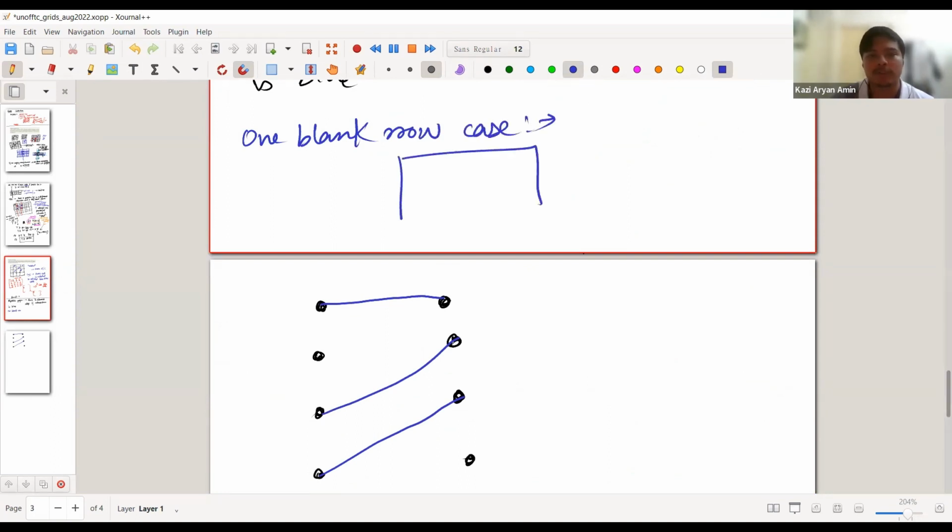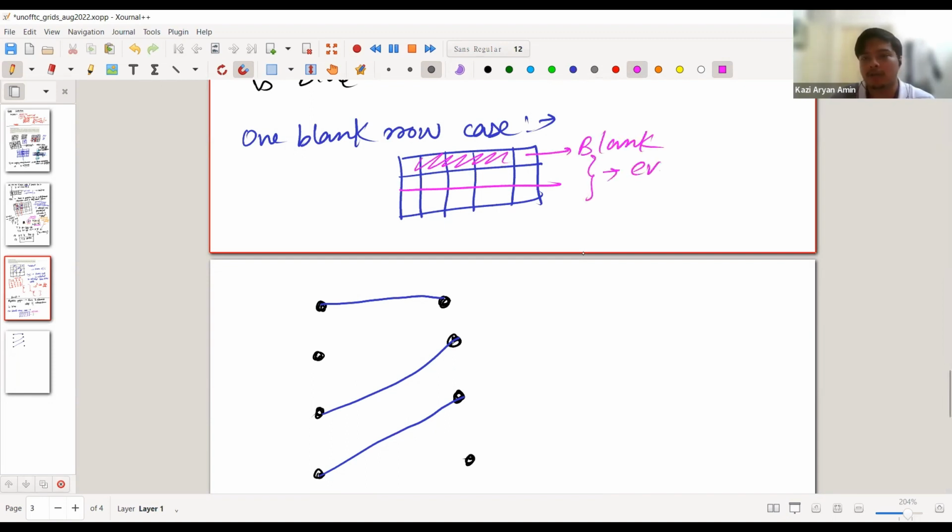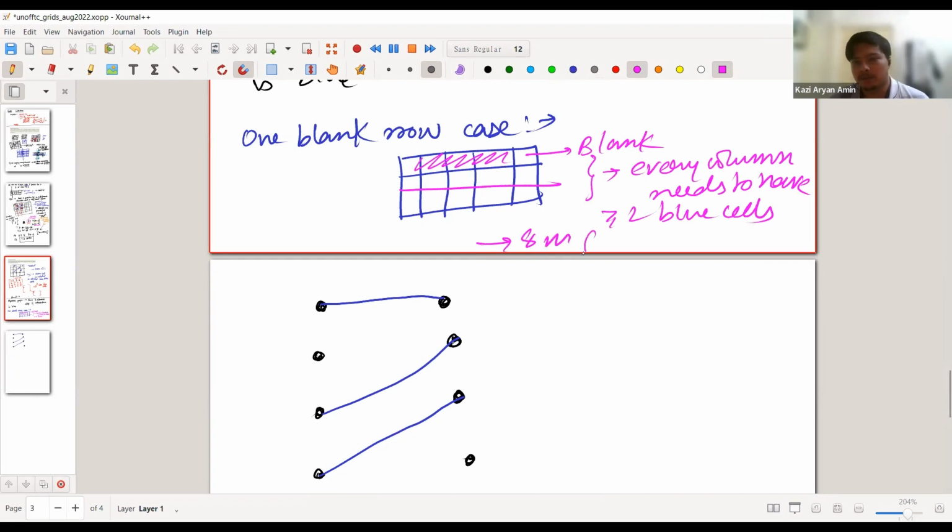Suppose this row was blank, right? Now you know that all of these cells need to be adjacent to some blue cell, but the row doesn't provide any more blue cells. So every column will have to have at least two blue cells, right? If this is blank, then every column needs to have at least 2 blue cells. This gives you a bound of 8m, and this is clearly non-optimal.